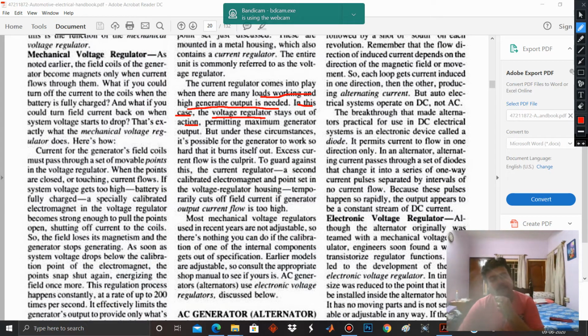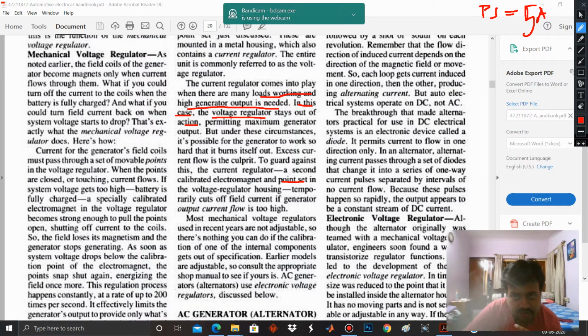Excess current is one of the major disadvantages which may cause damage to your system, and you have to be careful regarding that. So a second calibrated electromagnet and point set in the voltage regulator housing should be there, which temporarily cuts off the field current in the generator when the output current flow is too high. So a point set should be there, and a reference point should be there. Suppose the point set, or if I write it as PS, is set to, let us say, 5 ampere.